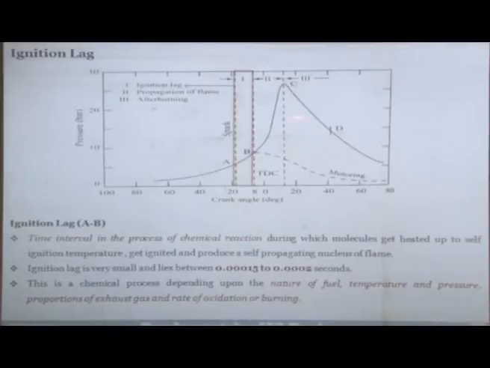Let us analyze these three phases separately. Let us look at the first phase. This first phase is the ignition delay period. This is nothing but the time interval in the process of chemical reaction during which the molecules get heated up to self ignition temperature, get ignited and produce a self propagating nucleus of flame. This ignition delay is very small. Look at the time, this is of the order of 0.15 to 0.2 millisecond.